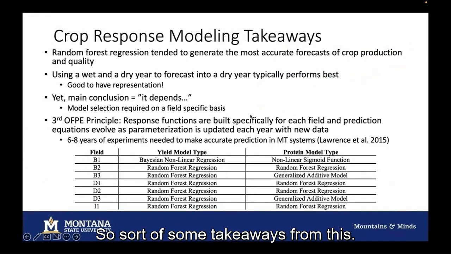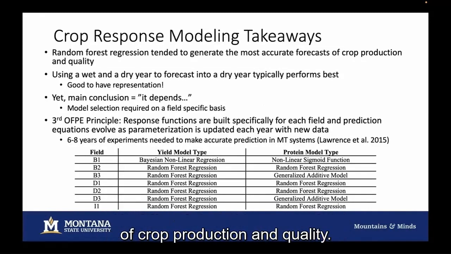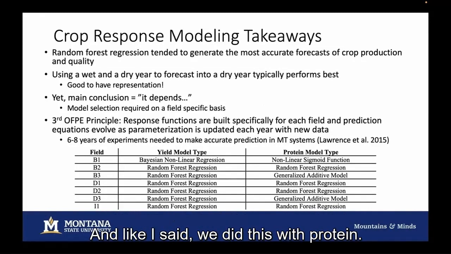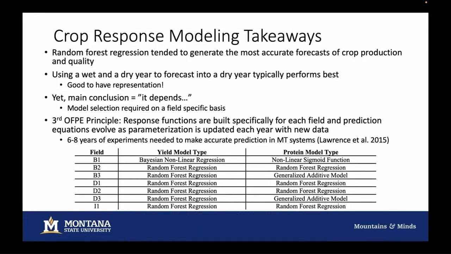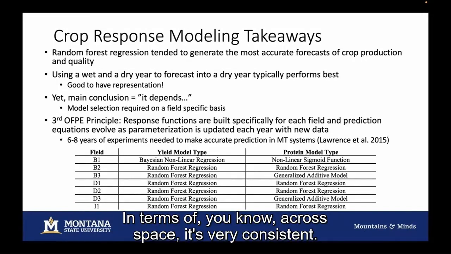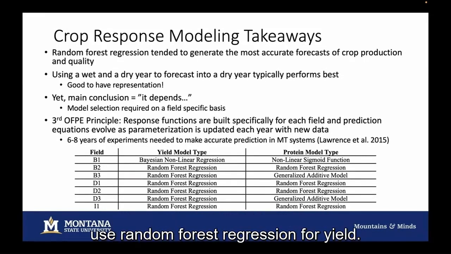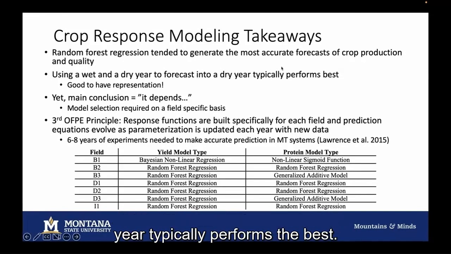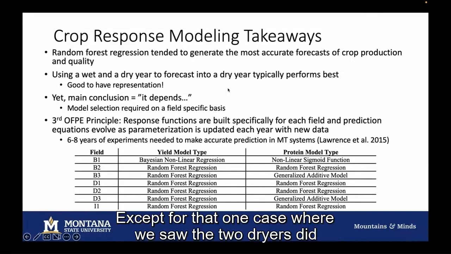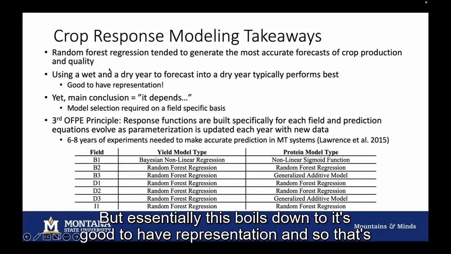And so some takeaways from this. Random forest does tend to do the best in making accurate forecasts of crop production and quality. And like I said, we did this with protein. I didn't share those here, but the trends were very similar for both of those objectives. So random forest tended to do the best, and across space, it's very consistent. Across all of our fields, again, 6 out of 7 fields, it was best to use random forest regression for yield. And then having a wet and a dry year to forecast into another dry year typically performs the best, except for that one case where we saw the 2 dry years did well predicting the wet year. But essentially this boils down to it's good to have representation.